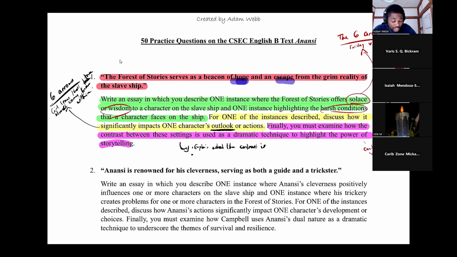On the slave ship, the African characters are oppressed, but in the forest, the African characters are very powerful. Anansi's an African character, right? Soliday is an African character. And they are the ones winning. We see her being defeated. We see Mancro being defeated. So that contrast highlights how powerful the storytelling is. It's because of the stark difference between the worlds.